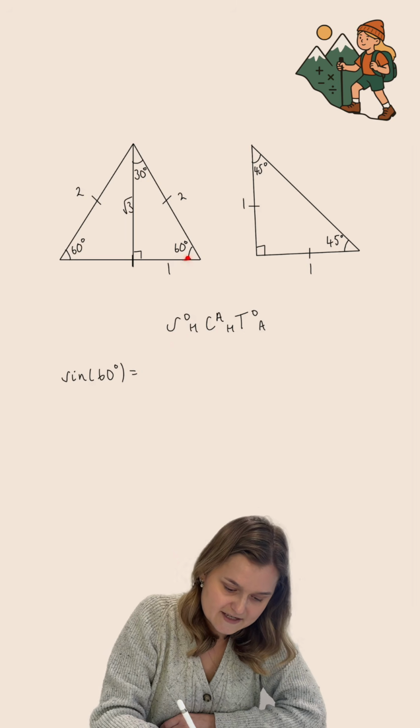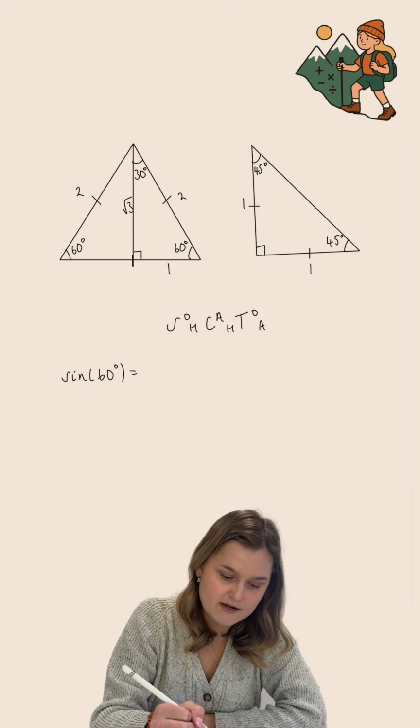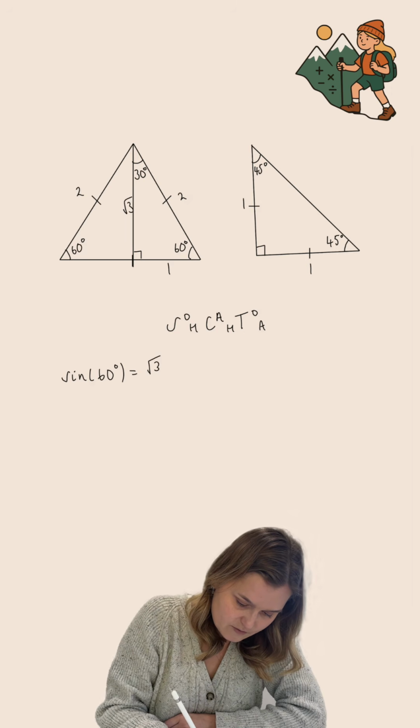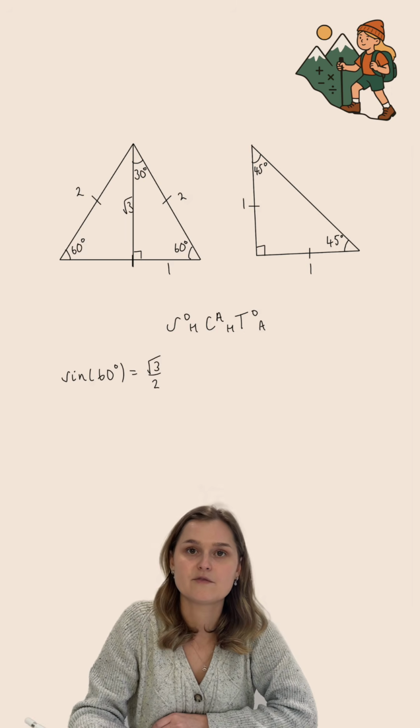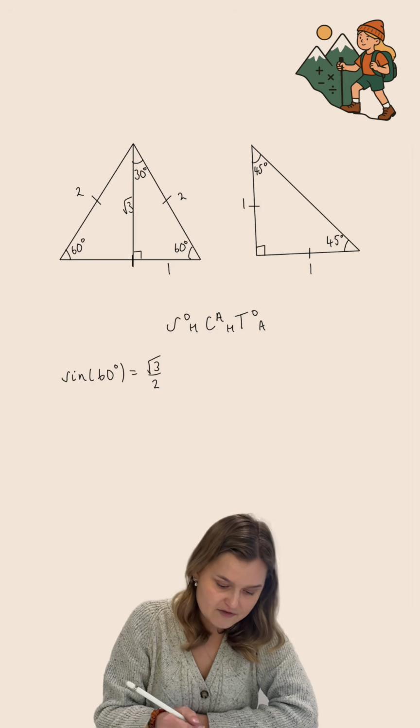So I'm going to go to my 60 degree angle. I'm going to find the side that's opposite that, which is √3. My hypotenuse is 2, and so sine 60 is equal to √3 divided by 2. I can also use this triangle to work out my exact trig values of 30 degrees.